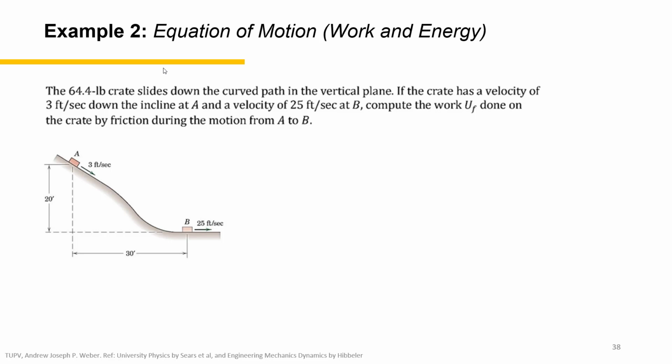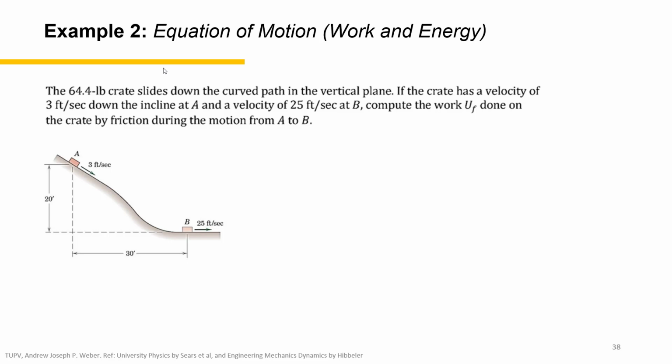Example number 2. The 64.4 pound crate slides down the curved path in the vertical plane. If the crate has a velocity of 3 feet per second down the incline at point A and a velocity of 25 feet per second at B, compute the work U sub F done on the crate by friction during the motion from A to B. So the question is the work done on the crate by the friction force during the motion from point A to point B.